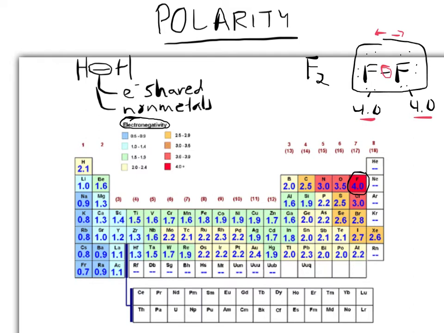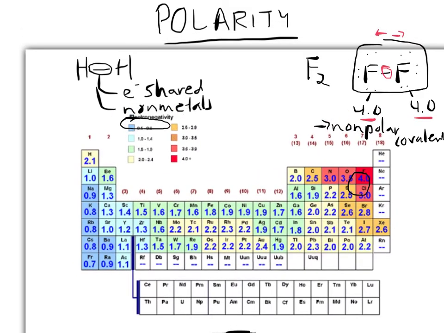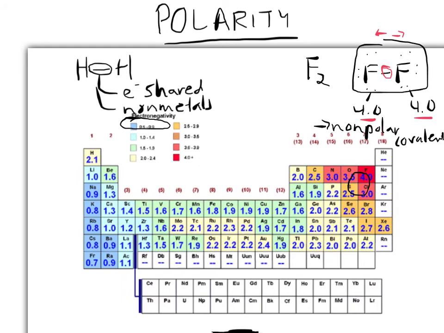So we call a bond that is between two atoms with similar electronegativities non-polar covalent bonds. So that's a definition you need to know. Bond between two atoms with identical electronegativities. Okay. Well, where's this word polar coming from? What does that actually mean?